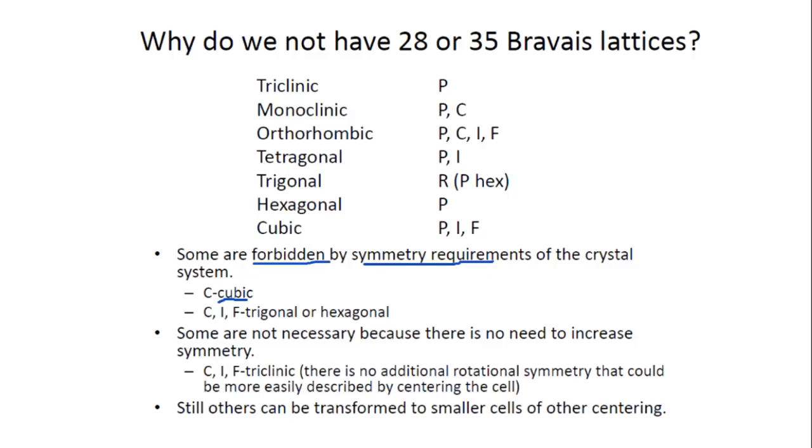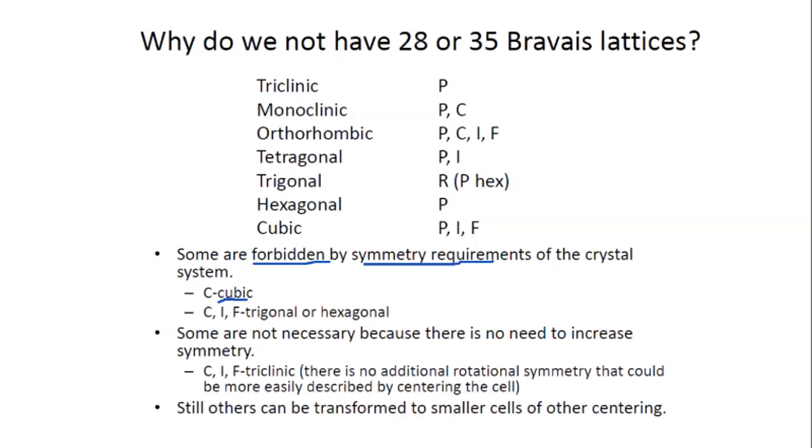And then third, others can be transformed to smaller cells of other centering. If you remember, typically when we deal with crystal systems, we like to get the unit cell that has the largest or highest symmetry. So sometimes when we do some centering, we can actually transform it into a smaller unit cell, therefore not needing the centered unit cell.